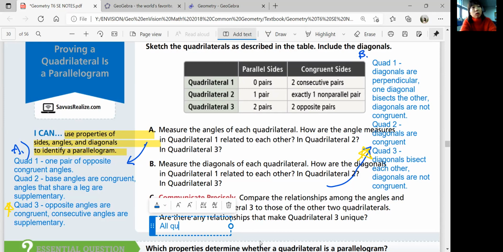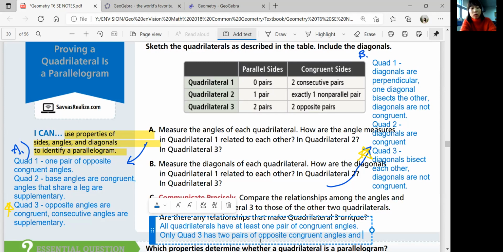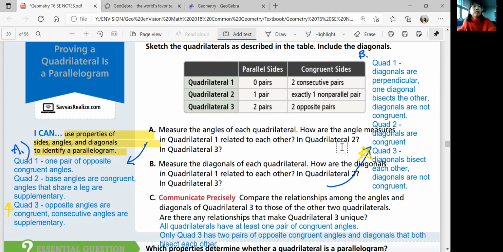They all have at least one pair of congruent angles, but only quadrilateral 3 has 2 pairs of opposite angles and diagonals that both bisect each other. Okay. There you go.